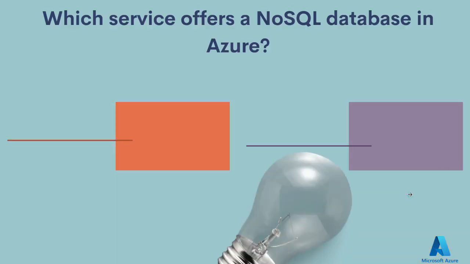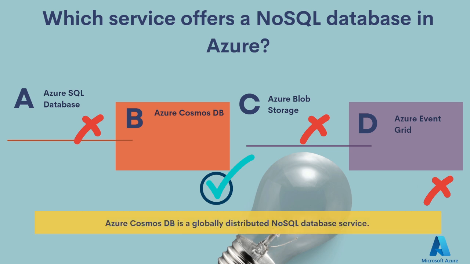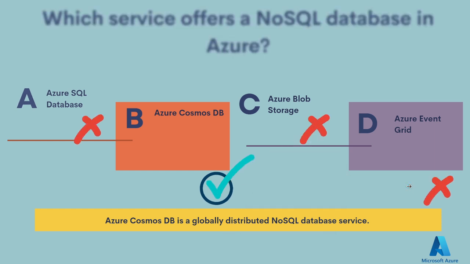And our next question is, which service offers a NoSQL database in Azure? And our options are Azure SQL Database, Azure Cosmos DB, Azure Blob Storage, and Azure Event Grid. So the right answer is Azure Cosmos DB. Azure Cosmos DB is a globally distributed NoSQL database service. Let's go to the next question.